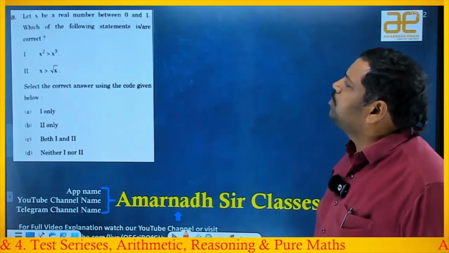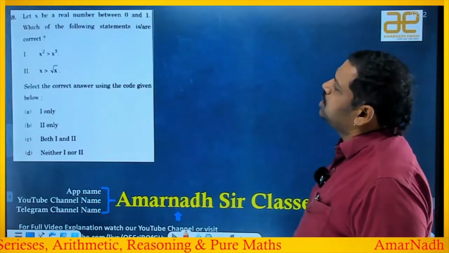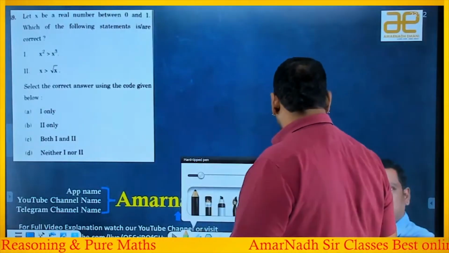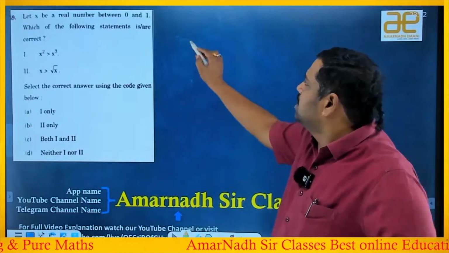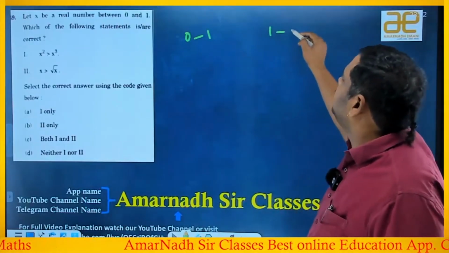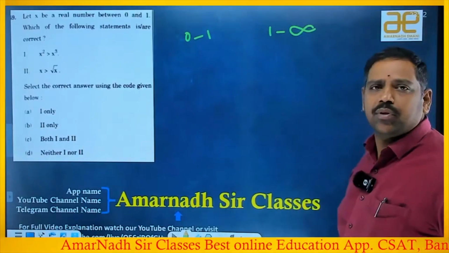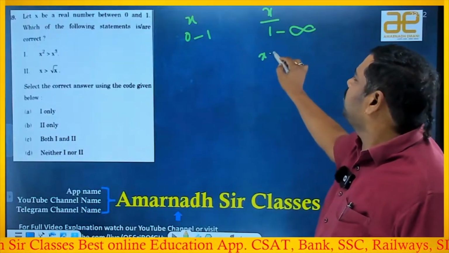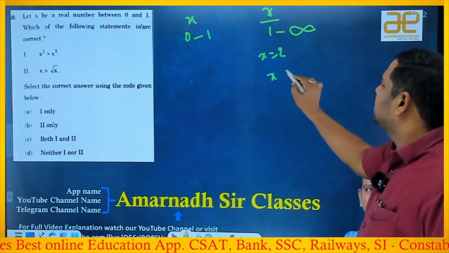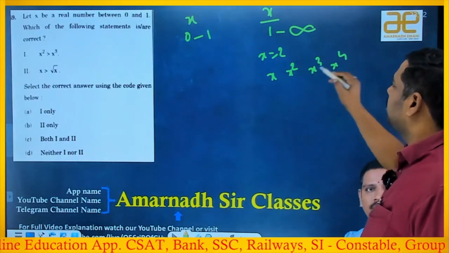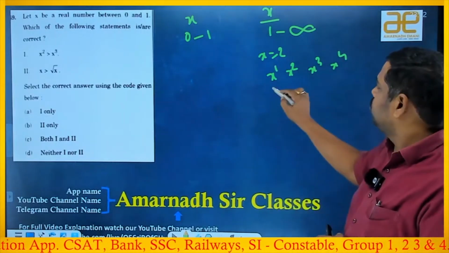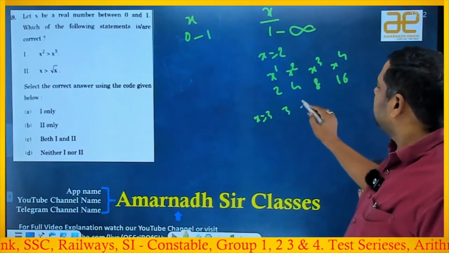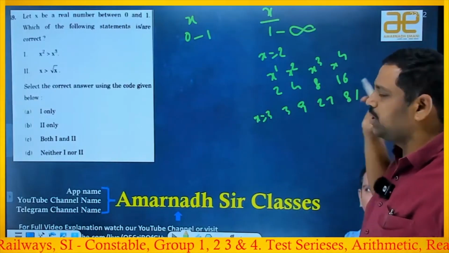Let X be a real number between 0 and 1. Which of the following statements are correct? So 0 and 1, right? Between 0 and 1, there is a peculiar characteristic if you observe. Suppose I take X greater than 1. Suppose if I take X is equal to 2, then X square, X cube, X power 4, I'm writing, increasing the powers. X power 1 is 2, then 4, 8, 16, means it increases. Suppose X is equal to 3: 3, 9, 27, 81 and so on, increases, happy.